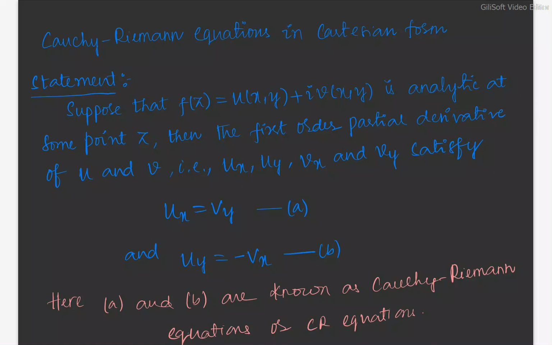Then the first order four partial derivatives of u and v, that is ux, uy, vx, vy, exist and satisfy ux equals vy and uy equals minus vx. Here (a) and (b) are known as the Cauchy-Riemann equations, or simply we can call them the CR equations. First we can go to the proof.